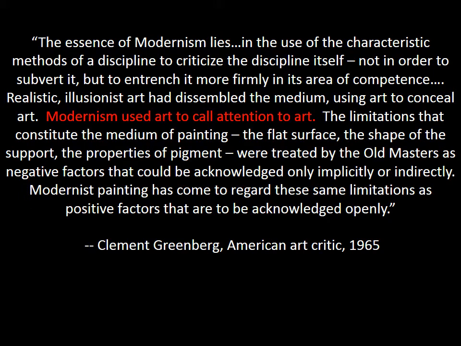So what Greenberg is saying here is that these are the qualities of what a painting is, right? It's essentially a two-dimensional surface. It's essentially a square or rectangle. It's essentially pigment on canvas or on whatever. But these are the things that modernism calls attention to, right? And we talked about this already, this sense that modernists are saying this is a painting, right?